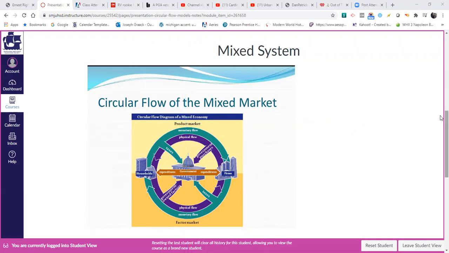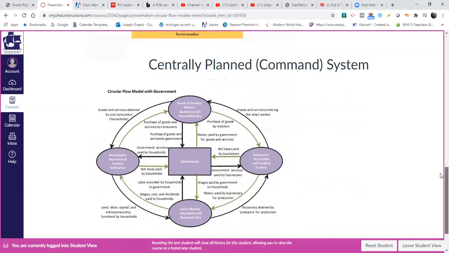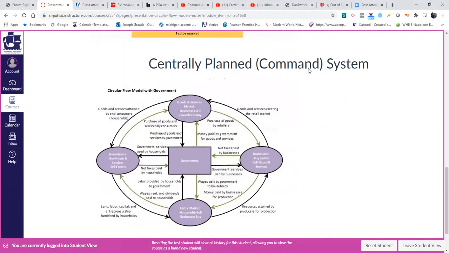All right, go ahead and scroll down to the last one. And this one is the most complicated of them all. So take a minute to do that.